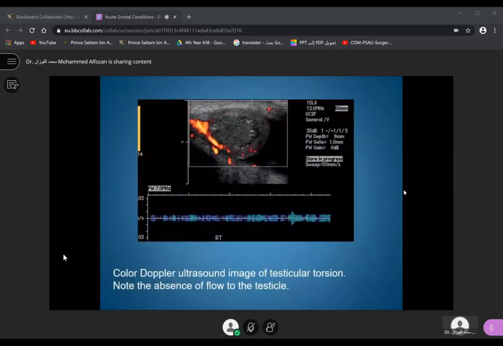Here we can see this is the testicular artery and there is good blood flow. But when we assess for the pulse, it's important to see the pulsatile flow. You see the testis here, there is no flow. So this will help you differentiate between the two.